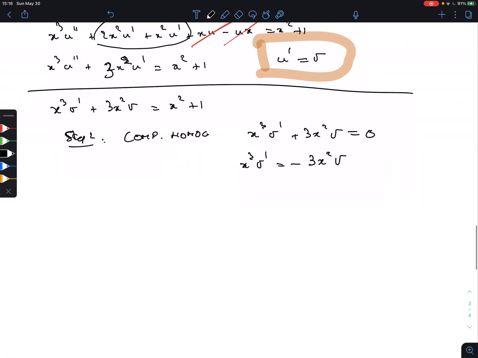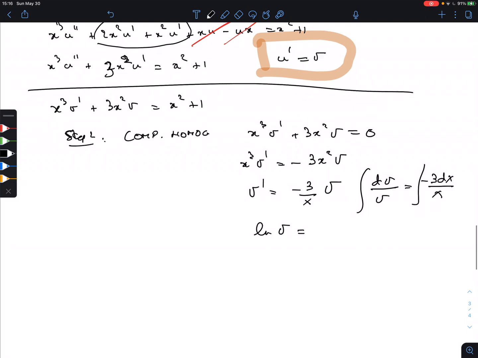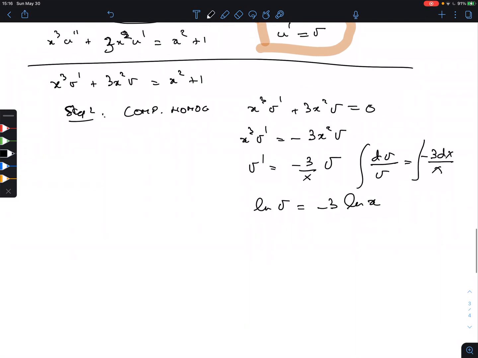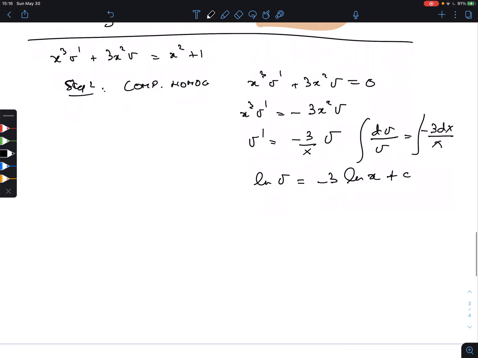So not all the x's disappeared. So what we have is v prime equals minus 3 over x times v. And if I separate the variables, dv over v, the v goes to this side, equals minus 3 dx over x. We integrate, we get ln v equals minus 3 times ln x. Okay, we can add a constant, although in this case we really only need one homogeneous solution, but okay, let's keep doing what we normally do.